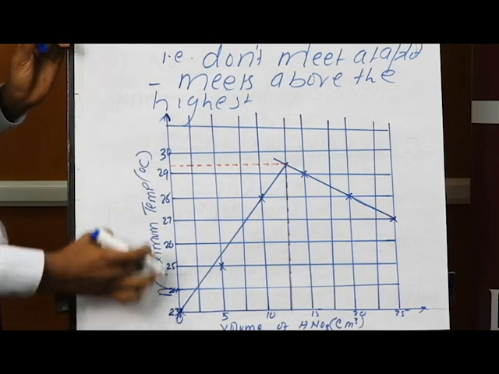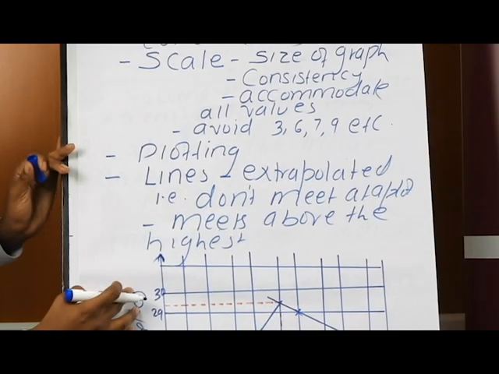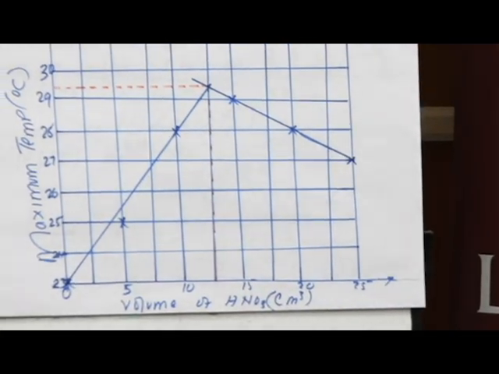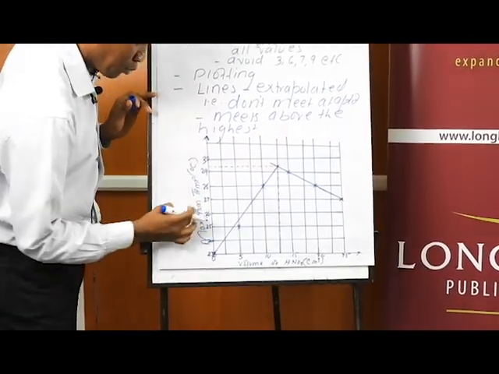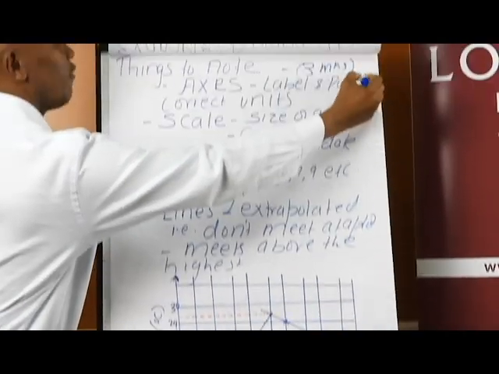Then label the axis, maximum temperature attained. Then draw another line, label the volume of nitric acid, and please put the correct units. So that will earn you half a mark.